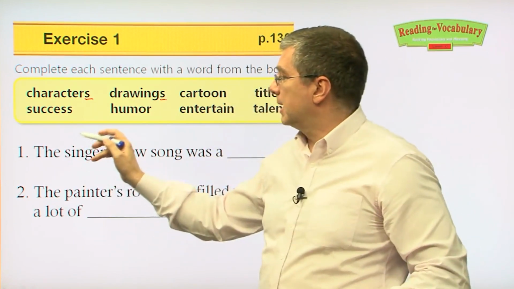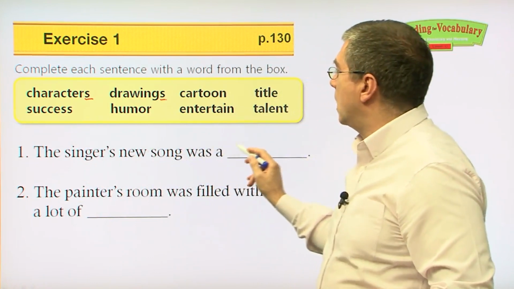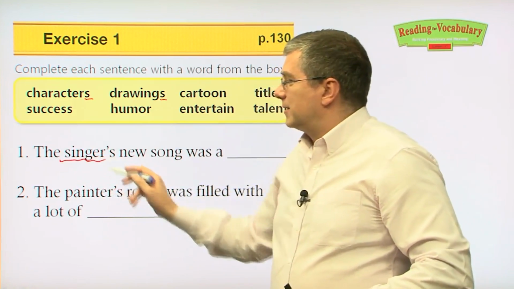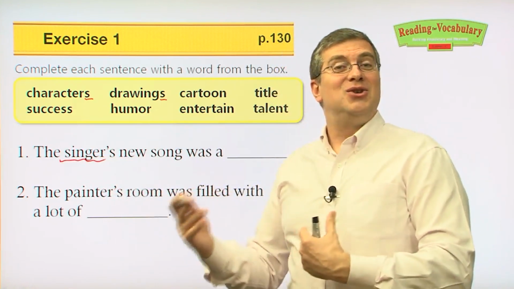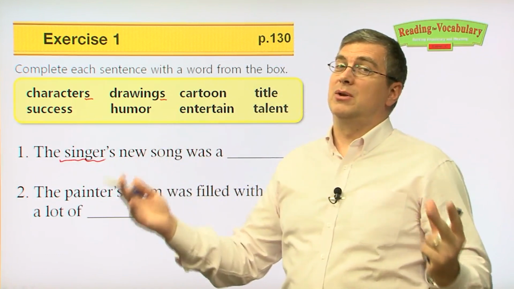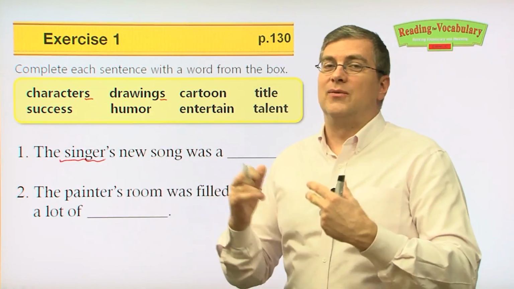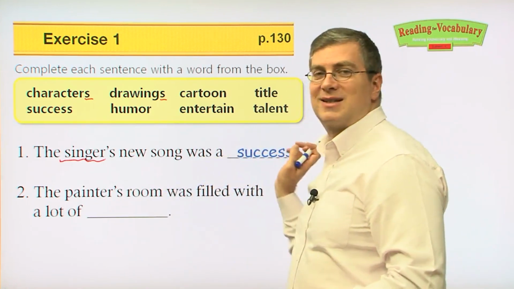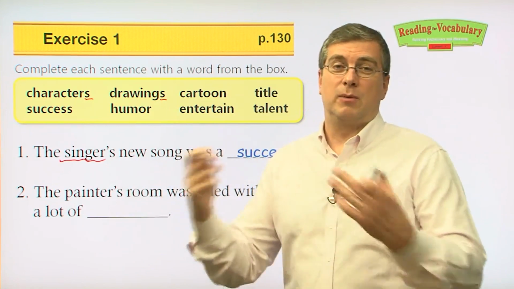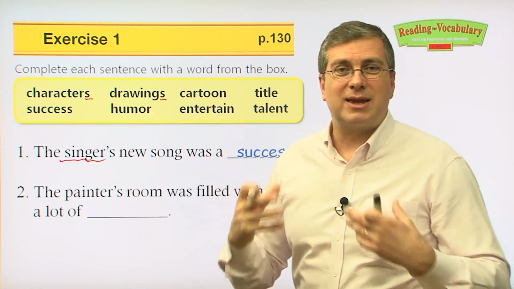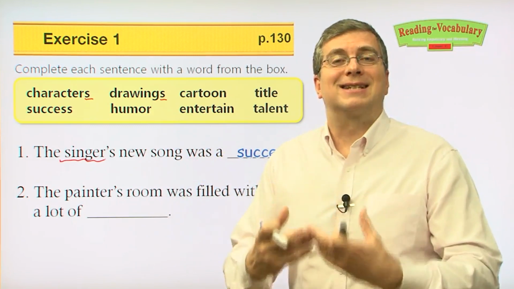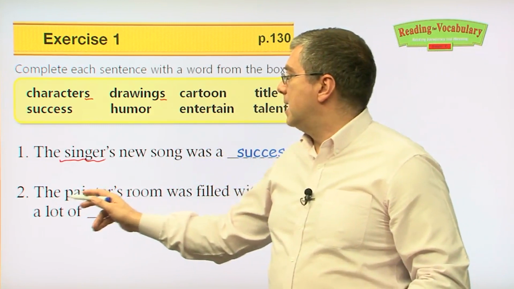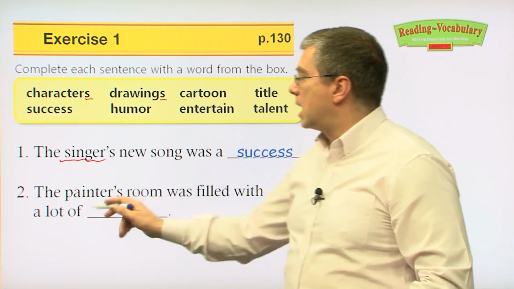Number 1. The singer's new song was a what? So think about it. A singer, let's say Psy, has a new song and it's very popular, right? It's a very good thing, right? What do we say? It's a success because many people like it. It's very popular. It was good. It's a success, okay? So the singer's new song was a success. How about number 2? The painter's room was filled with a lot of what?